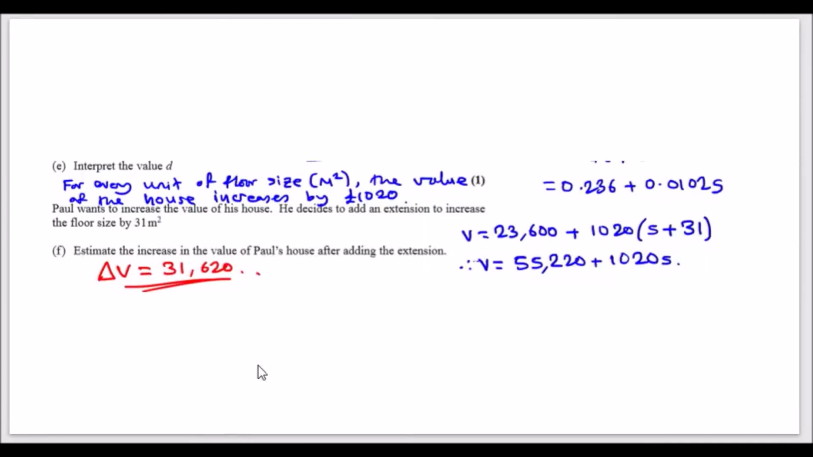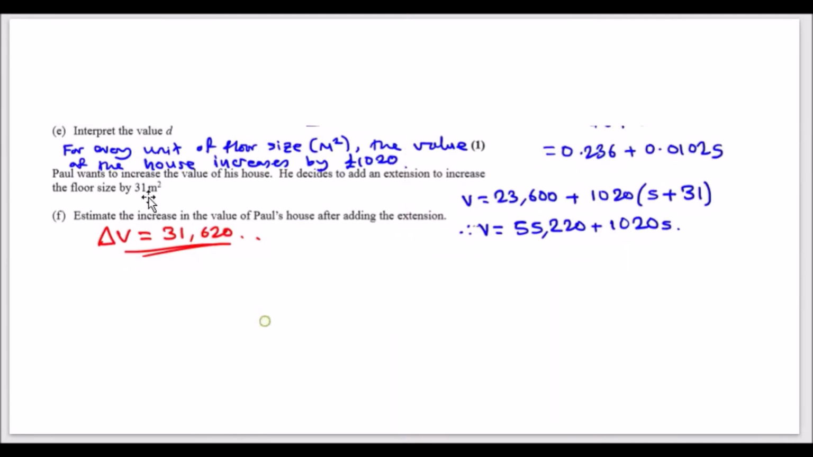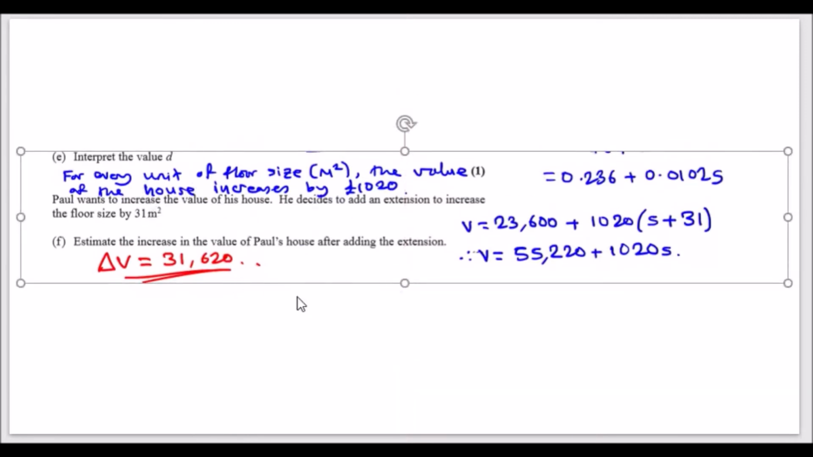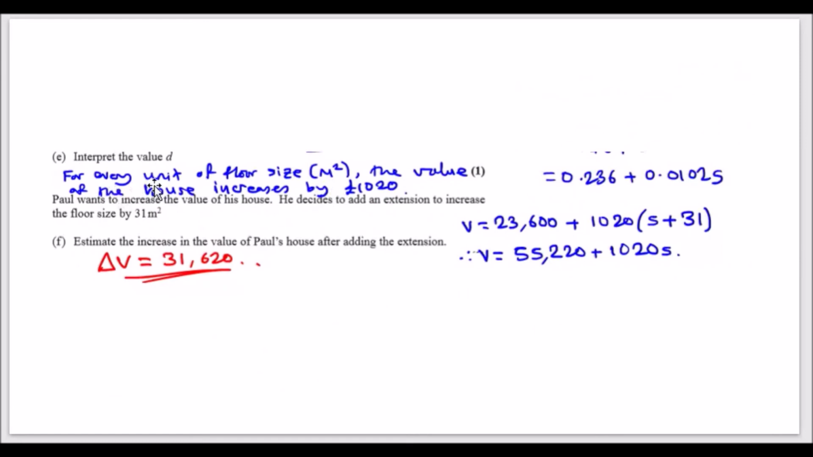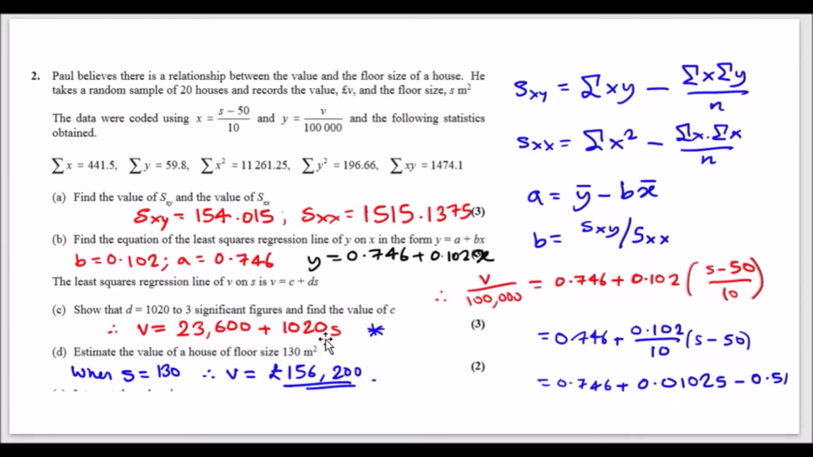So E. Interpret the value of d. So d actually came from the previous question. It's this d here for the ds. So this d we got was 1,020. And just understanding the context of this question, this is just a relation between the value of the houses and the floor size. So d is next to s, and I said here that for every unit of the floor size, the value of the house increased by 1,020. So literally for every square meter added, your house increases by exactly 1,020 pounds.